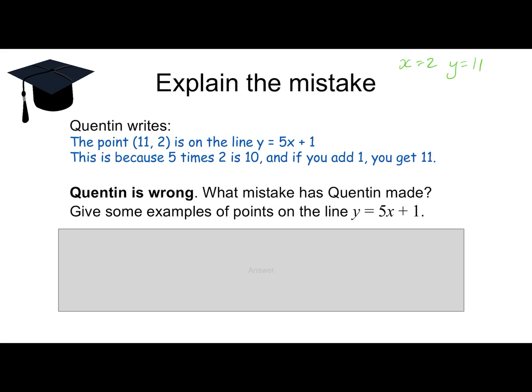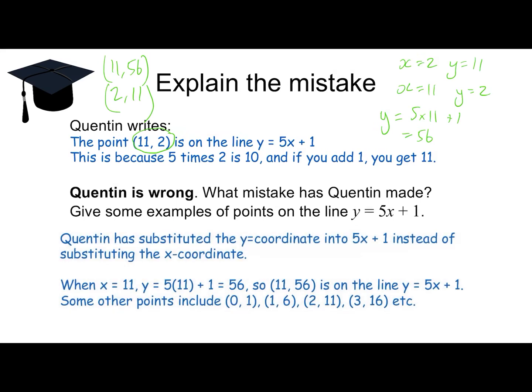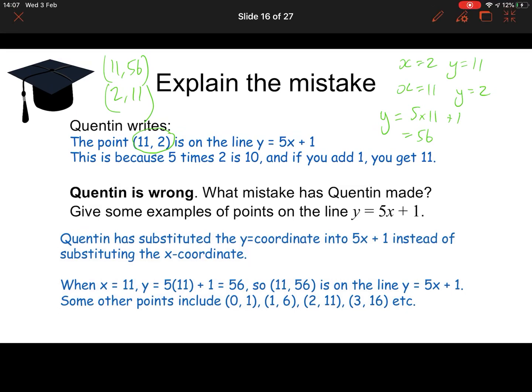Okay, the reason why he got it wrong is he got it the wrong way around. He's basically said that if x equals 2, y equals 11. Well, that is true. If x equals 2, y equals 11. But this point is not saying that. That is saying if x equals 11, y equals 2. But that's not true, because if x equals 11, we get 5 times 11 plus 1 would be equal to 56. So the point that would be on the line would be 11, 56, and also on the line would be the point 2, 11.